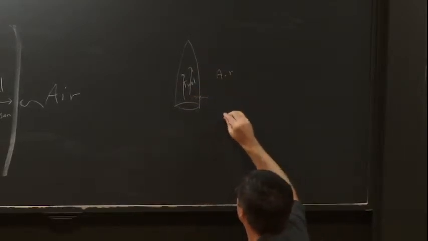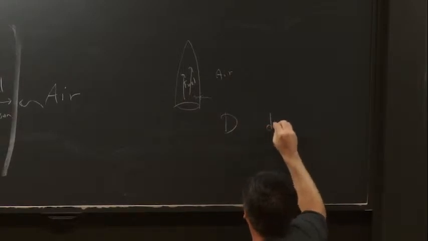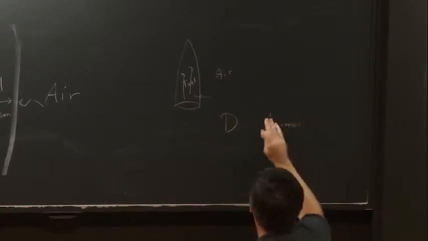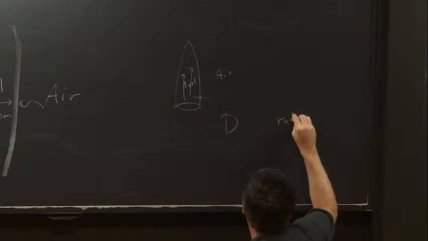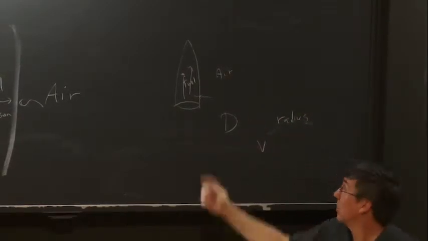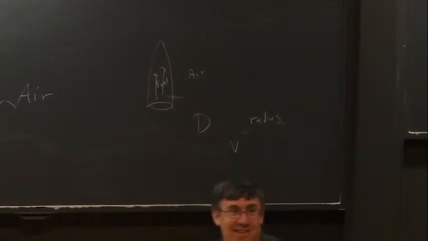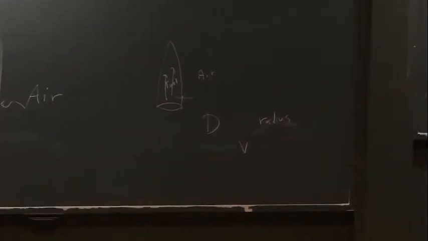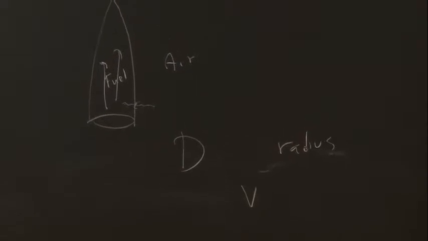So if you take the diffusivity, the diameter, or the radius, I guess, maybe radius, and the velocity, and you put them together into the group that has the right dimension of length, that'll tell you the length of the flame. So it's just how long it takes the air to diffuse to the center.